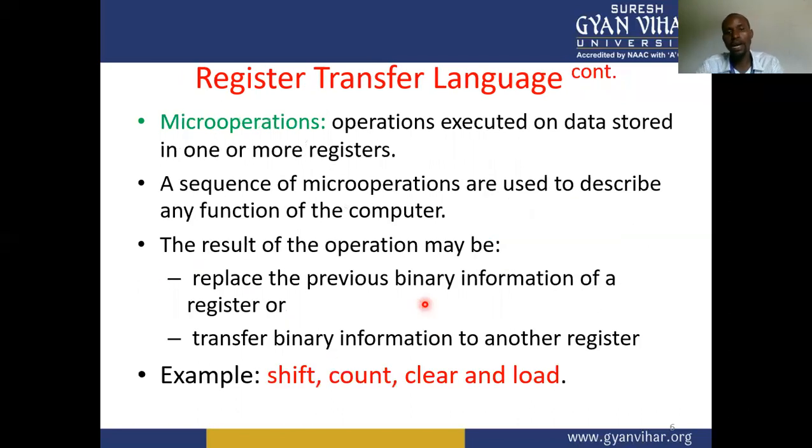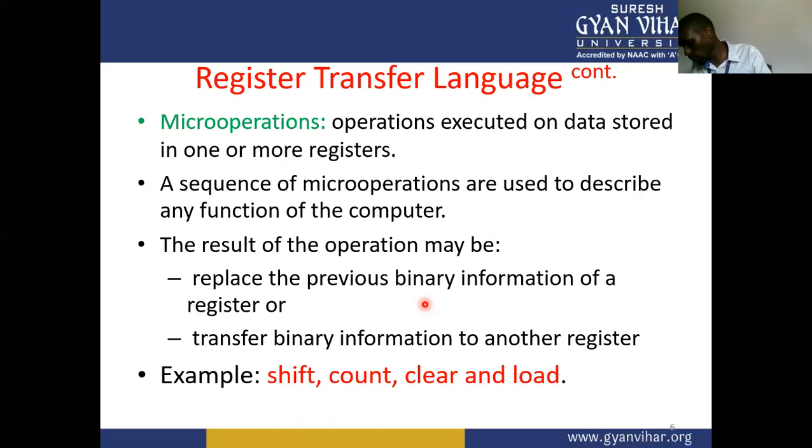Next we have micro operations. From the word operations, we have micro operations. Operations that are executed on data stored in one or more registers are known as micro operations. We have a sequence of micro operations that are basically used to describe any function. So we have several of these micro operations in computer architecture, and each of them is used for executing different operations on the data that is stored in the registers.